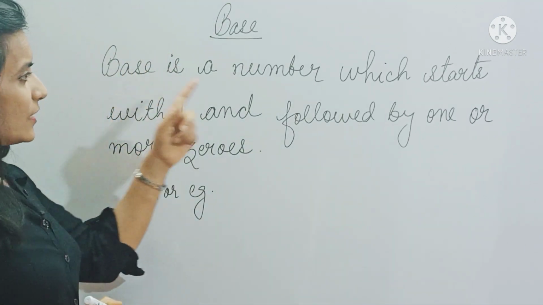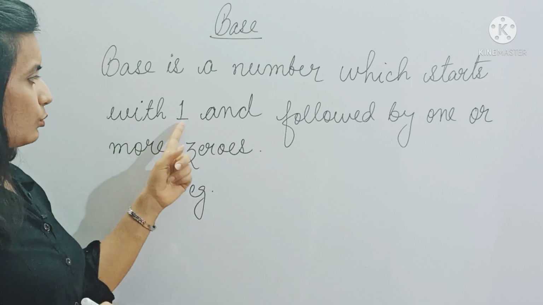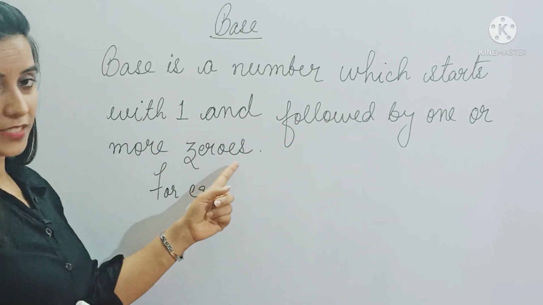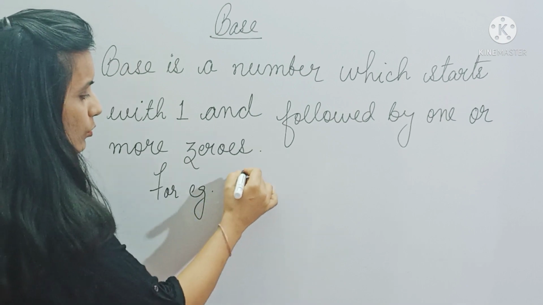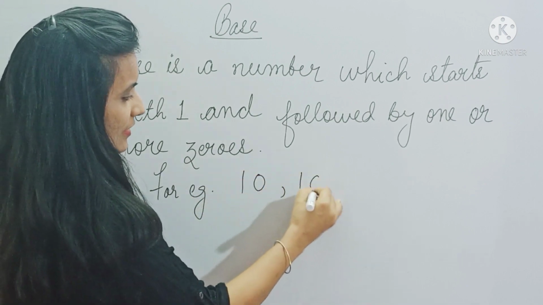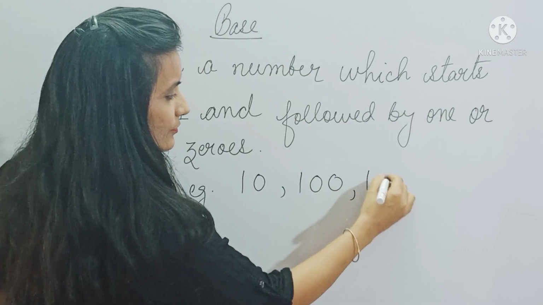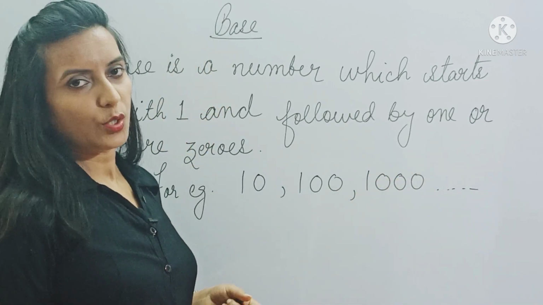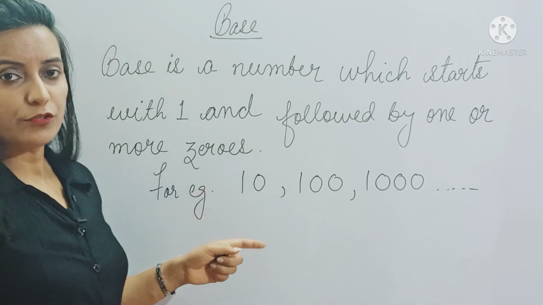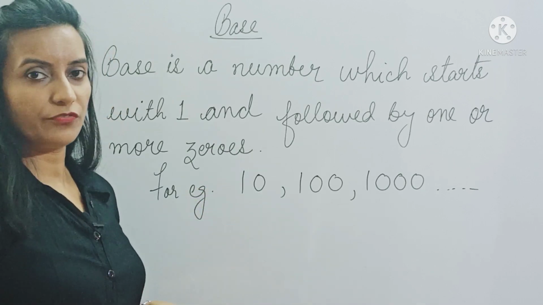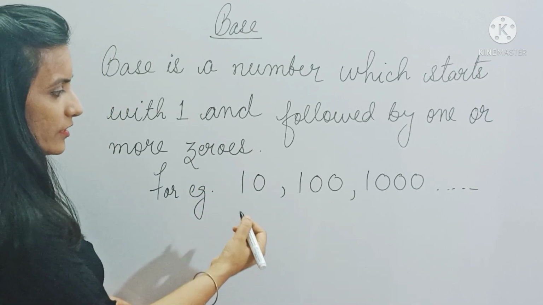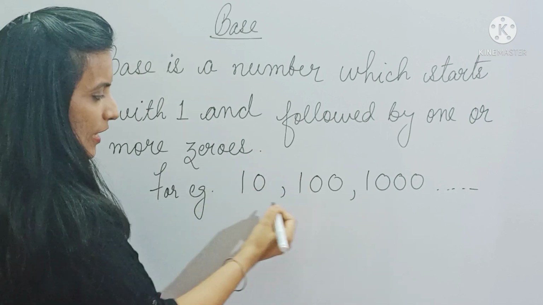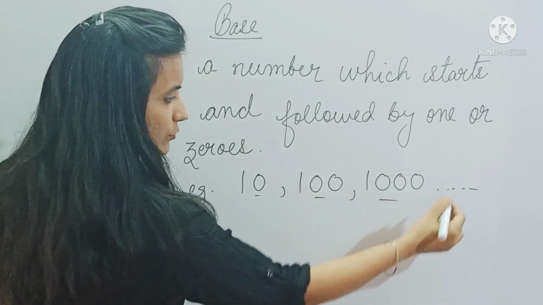So base is a number which starts with 1 and followed by 1 or more zeros. For example, 10, 100, 1000, etc. Or we can say that the powers of 10, all the powers of 10 are called base. Now here you can see that all these numbers are starting from 1 and they are followed by zeros.